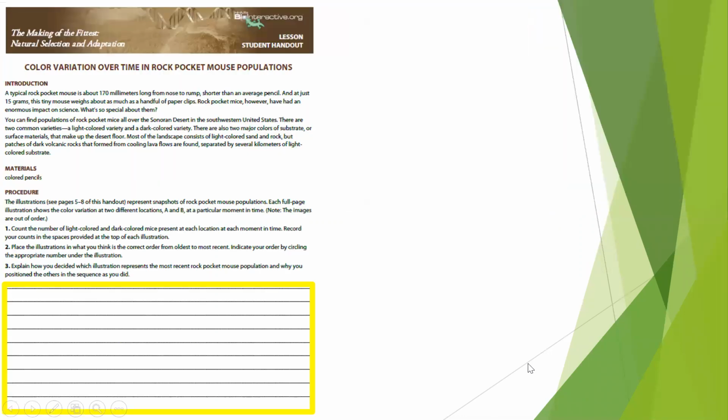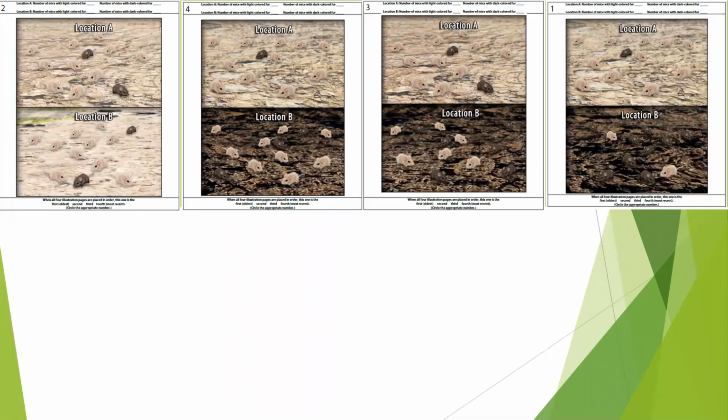So what we're going to do is start off with first, you guys taking a few moments to write, to justify right here in your packet on this page. It's titled Color Variations Over Time in Rock Pocket Mice Population. I'd like you to take a moment to then go ahead and explain how you decided on the order that you put them in. All right. I'll go ahead and give you guys 2 minutes to write that, and then we'll move ahead.